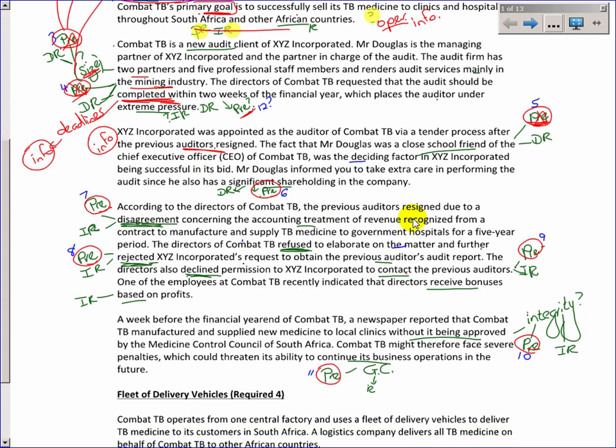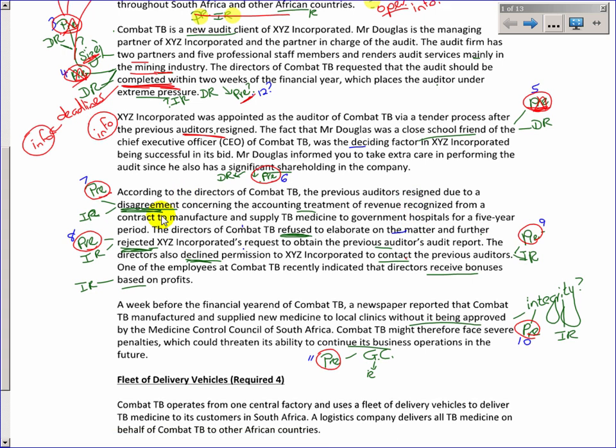According to the directors, the previous auditors resigned due to a disagreement concerning the accounting treatment of revenue recognized from a contract to manufacture and supply TB medicine to government hospitals for a 5-year period. Would this be information that I need? I think yes. The selection of my client's accounting policies and their management process may be information that definitely affects my client's entity and their reporting.